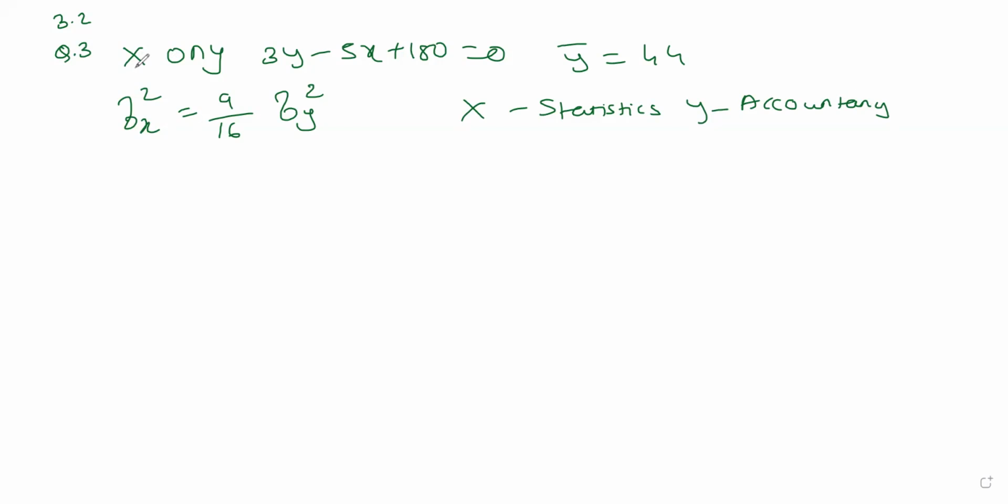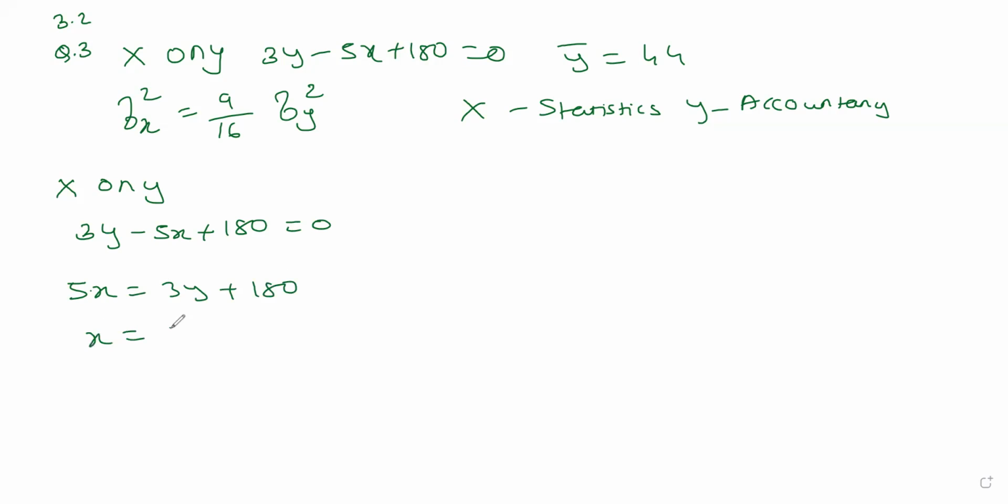Okay. Now they have given you the equation x on y. They want bar x and they want r. So this is x on y: 3y minus 5x plus 180 is equal to 0. I can say 5x is equal to 3y plus 180. I can say x is equal to 3 by 5 y plus 180 by 5. So I can say bxy is 3 by 5.